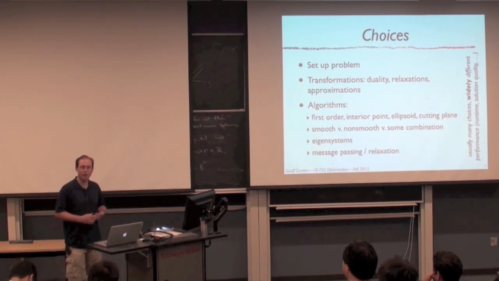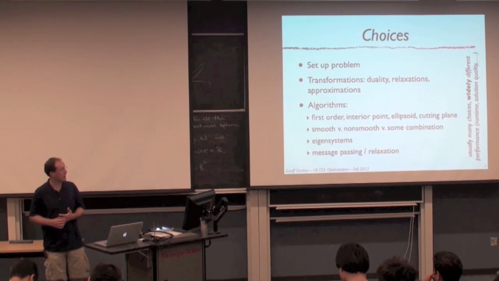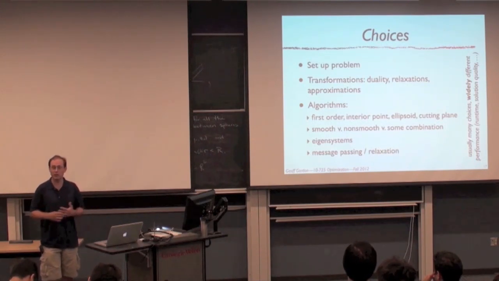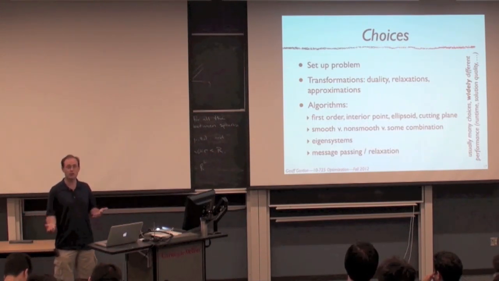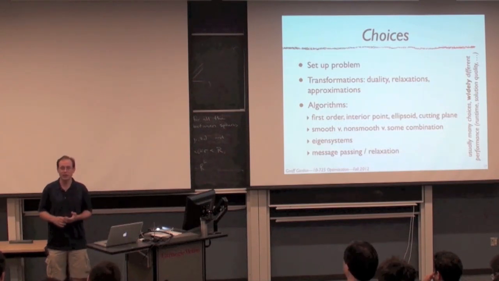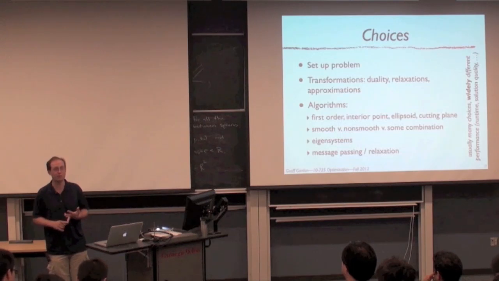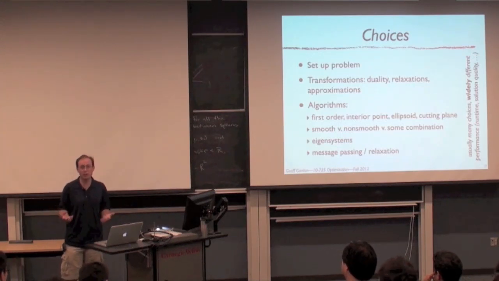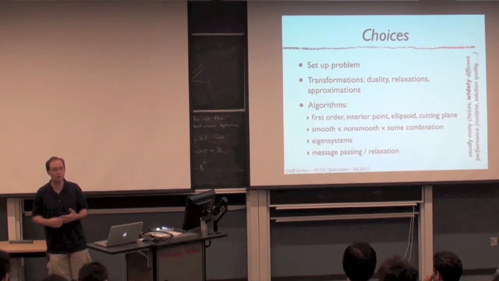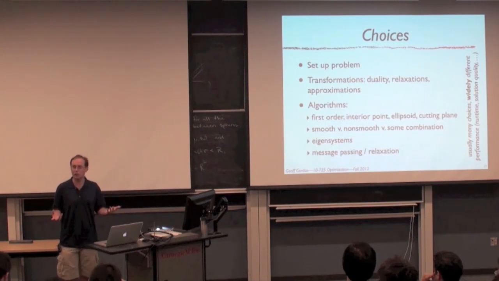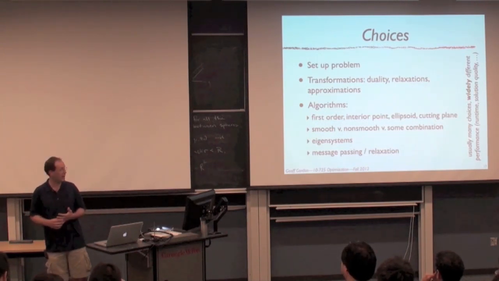Once you've written it down, there's a bunch of tools in the toolkit. You can do standard transformations on top of the problem to bring it to a form that's easier to solve. These include things that I mentioned before, like duality and relaxations and other approximations. And then finally, once you've transformed it into the end form that you're going to solve, you have to select an algorithm that's appropriate for solving it.